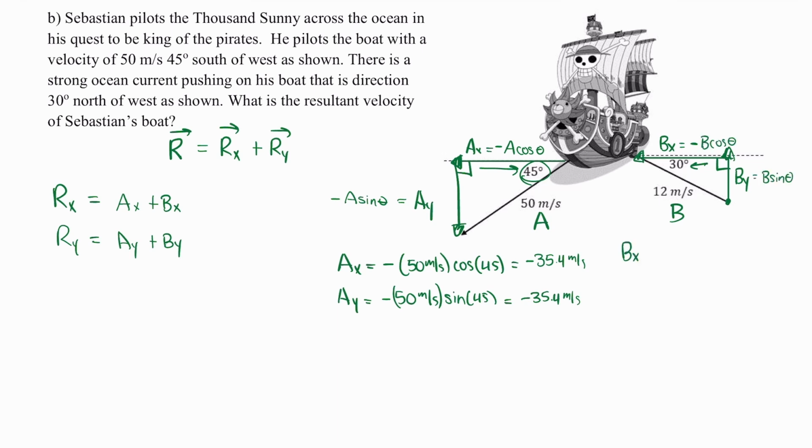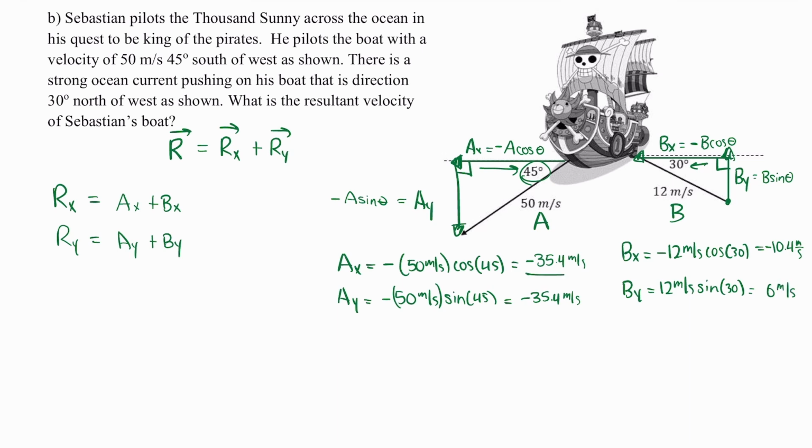So BX is going to be negative 12 meters per second multiplied by the cosine of 30, and my BY is going to be positive 12 meters per second multiplied by the sine of 30. So for BX, I am going to get negative 10.4 meters per second. And then for BY, I'm going to get positive 6 meters per second.